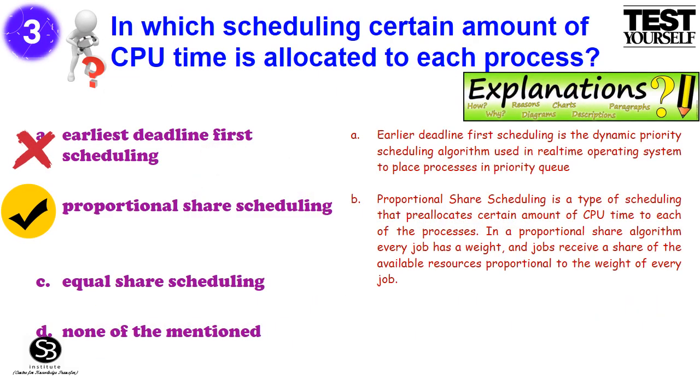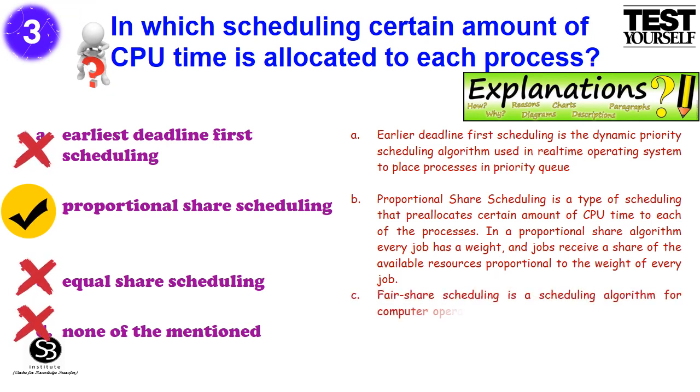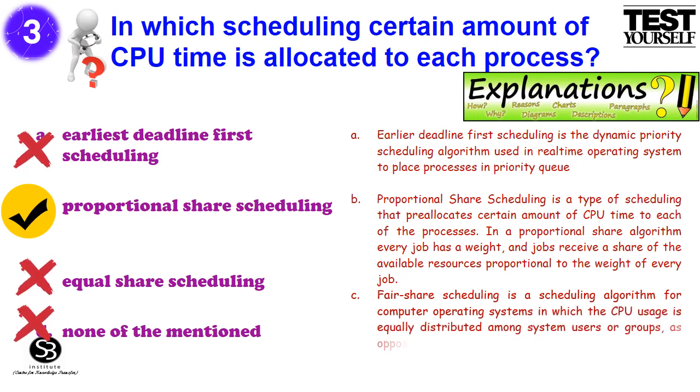Option C, equal share scheduling. Fair share scheduling is a scheduling algorithm for computer operating systems in which the CPU usage is equally distributed among system users or groups, as opposed to equal distribution among processors. Option D, none of the mentioned. Hence, option B, proportional share scheduling, is a suitable answer.